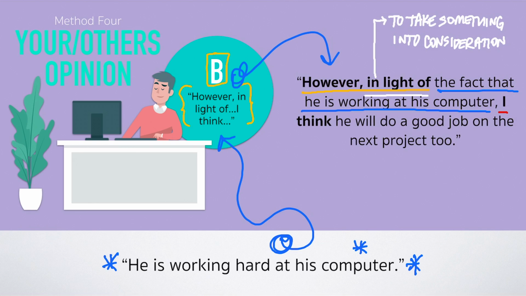I think. Oh, one more time. This is part of the pattern. So let's add the yellow. Now let's keep going. He will do a good job on the next project too. All right, so this has become our brand new sentence. We used both of these patterns that are found in this example, and then we added the old or original sentence, and also we have the new information. Okay, good job.